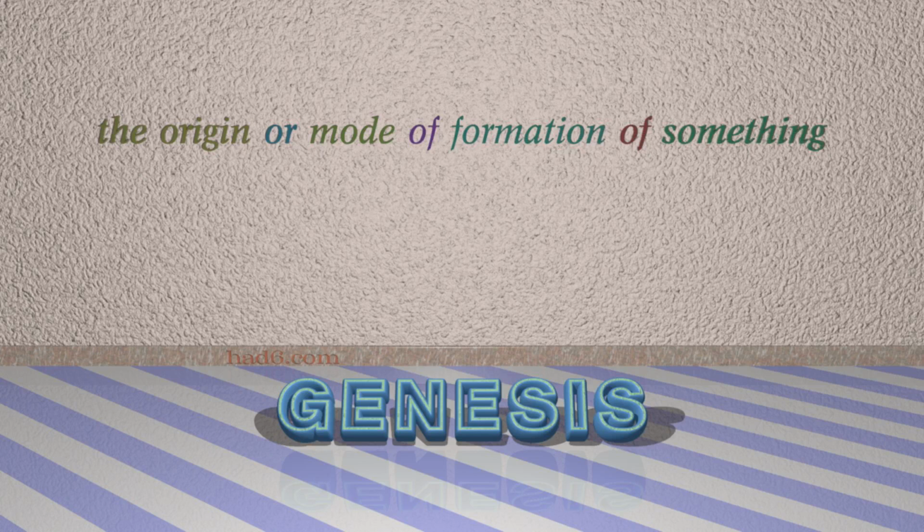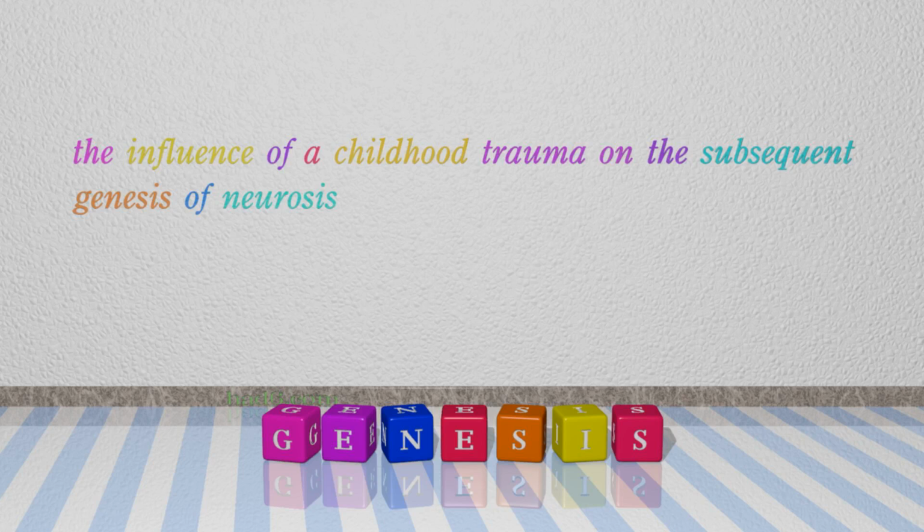Number 5. Genesis, which means the origin or mode of formation of something. Genesis. For example, the influence of a childhood trauma on the subsequent genesis of neurosis.